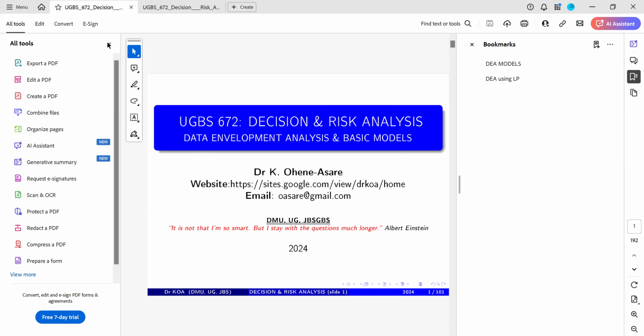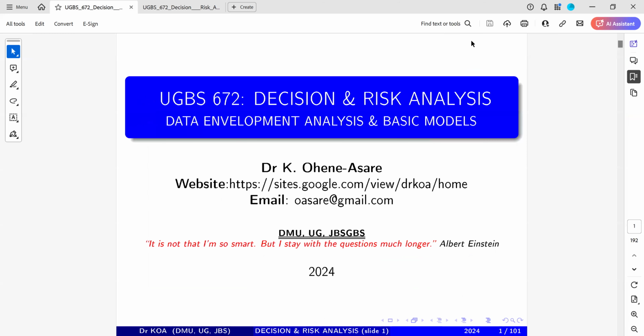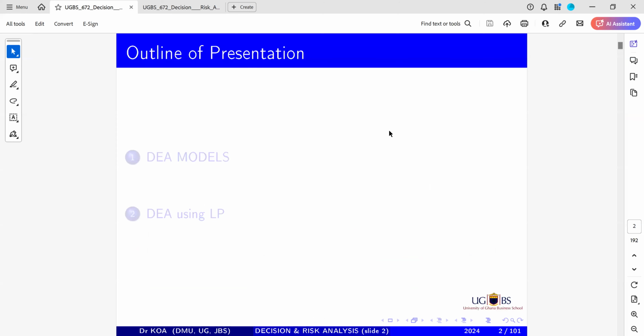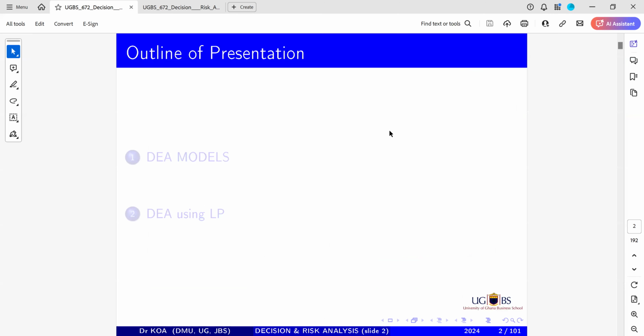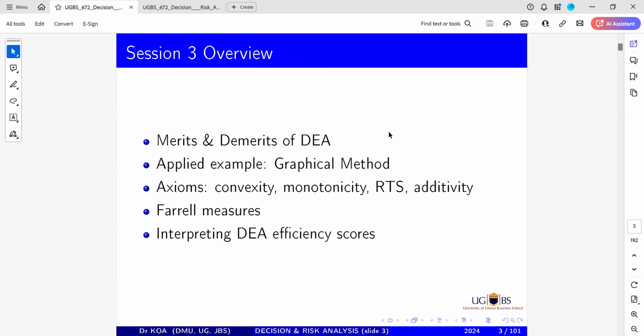The real work for today. So this is the real work for today. It is not that I am so smart, but I stay with the questions much longer. This is Albert Einstein. And it's so true. I stay with the questions much, much longer. So we're going to look at the real DEA.